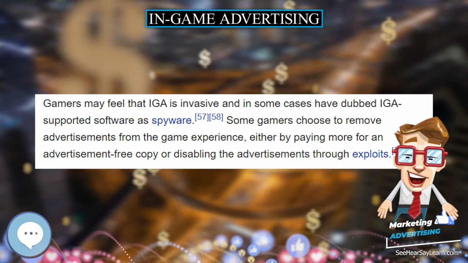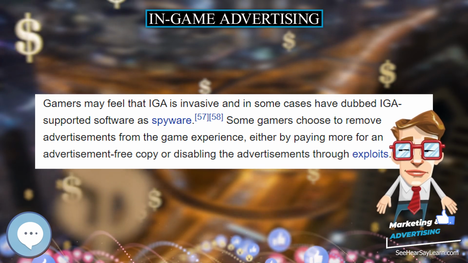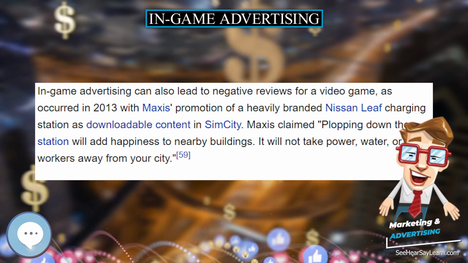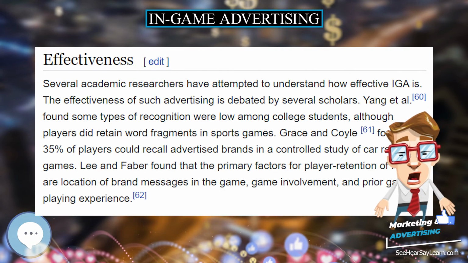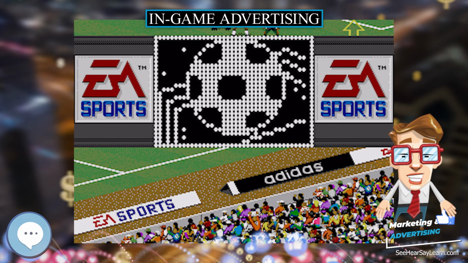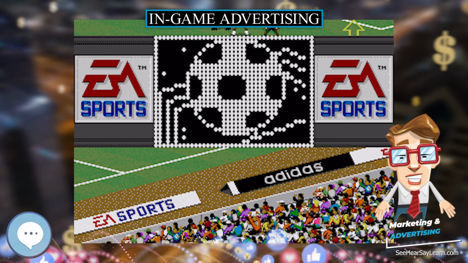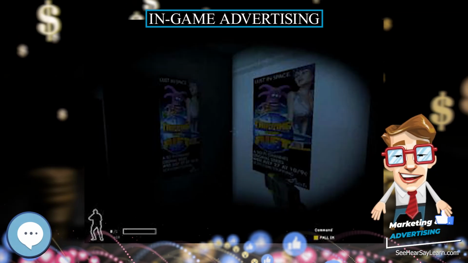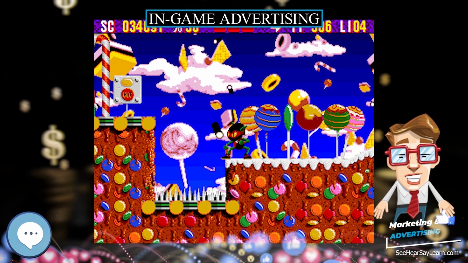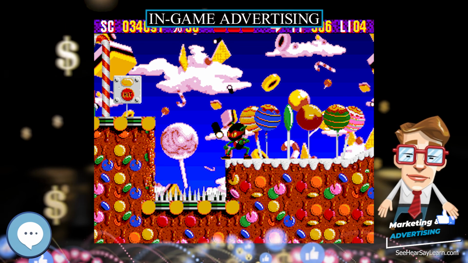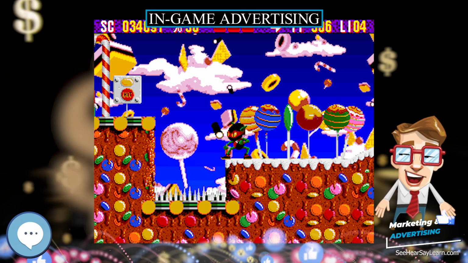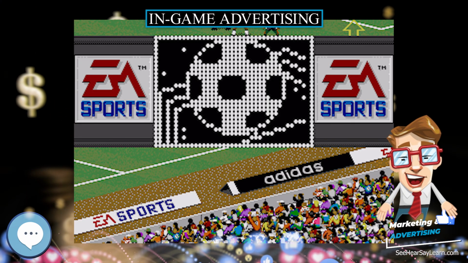Effectiveness. Several academic researchers have attempted to understand how effective IGA is. The effectiveness of such advertising is debated by several scholars. Yang et al. found some types of recognition were low among college students, although players did retain word fragments in sports games. Grace and Coyle found that 35% of players could recall advertised brands in a controlled study of car racing games. Lee and Faber found that the primary factors for player retention of IGA are location of brand messages in the game, game involvement, and prior game playing experience.